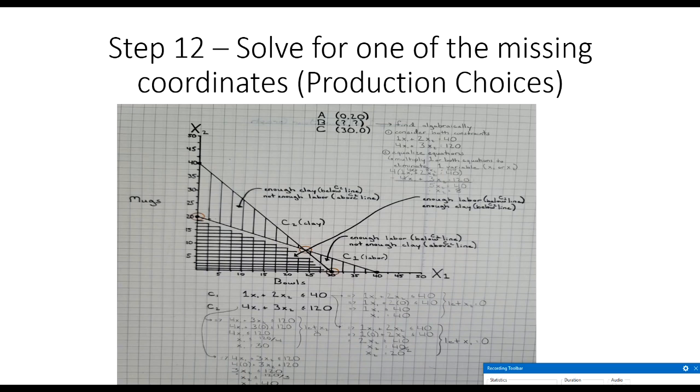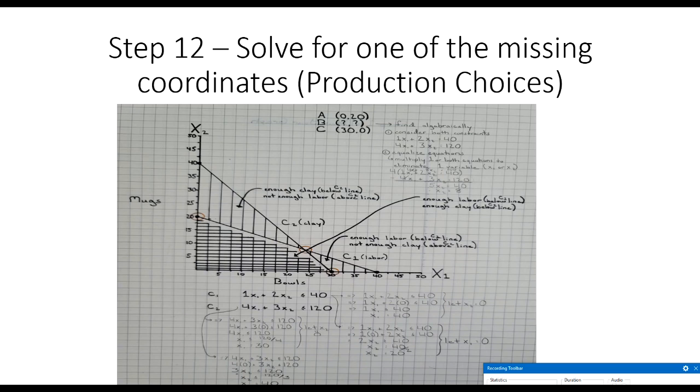And what we've done here is, and I'll explain it, attempting to solve algebraically for our missing coordinates or production choices. First, we consider both constraints. 1x1 plus 2x2 equals 40. 4x1 plus 3x2 equals 120. Now from this, I need to eliminate x1 or x2 by subtracting. I need to subtract here or subtract here and eliminate x1 or x2.